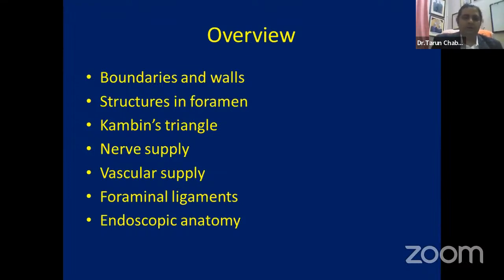So in my talk, I will be talking about 7 points, and I will be starting with one picture and ending with that picture. If that is fixed in the mind, then you can do the endoscopy nicely and you will not have any problem. So I'll be talking about the boundaries and walls, structures which are in the foramen, Kambin's triangle, nerve supply, vascular supply, foraminal ligaments, and endoscopic anatomy. That is the first thing that we will see when we land up in the disc.